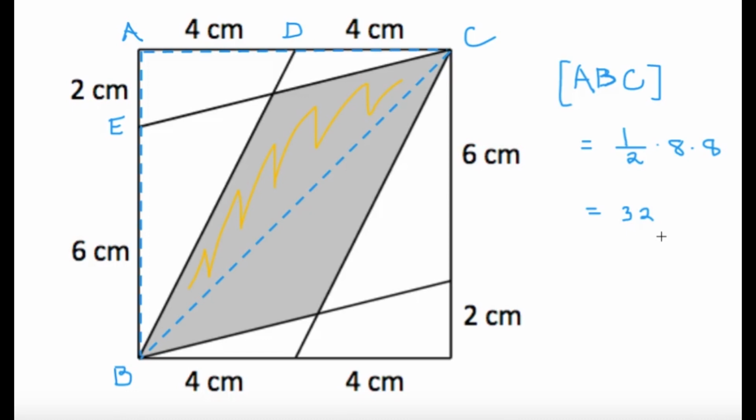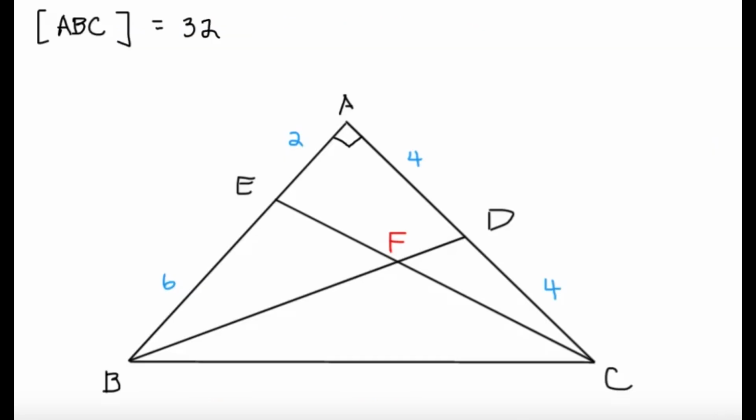Alright, so let's focus on triangle ABC. I've labeled points D and E just for reference. Here we have triangle ABC with points D and E, and additionally I'm going to include point F, which is the intersection of BD and EC. Here I have the area of triangle ABC as 32 for reference as well. We're going to assign masses to all 6 points such that we balance the figure.